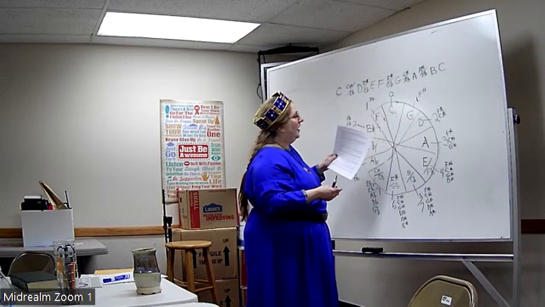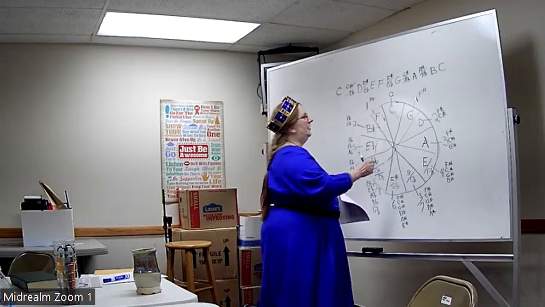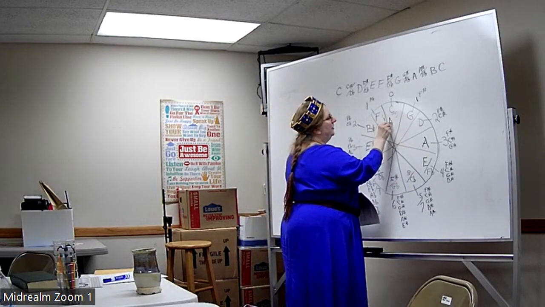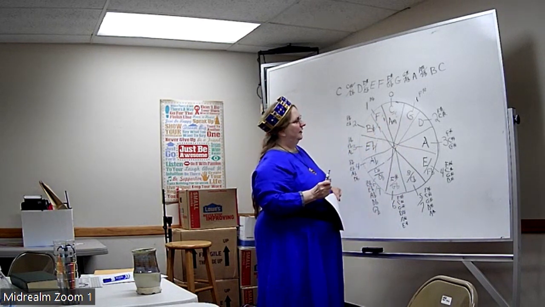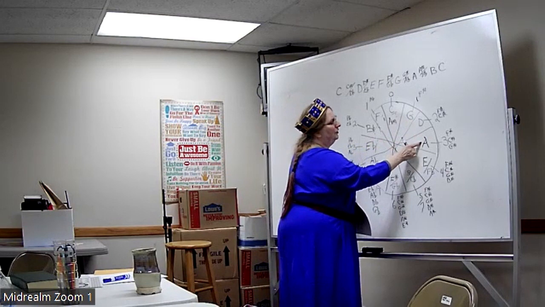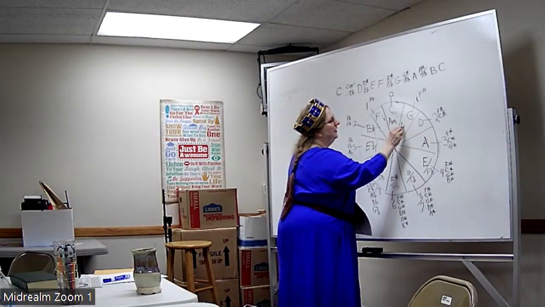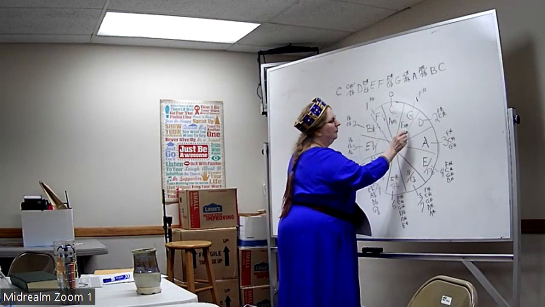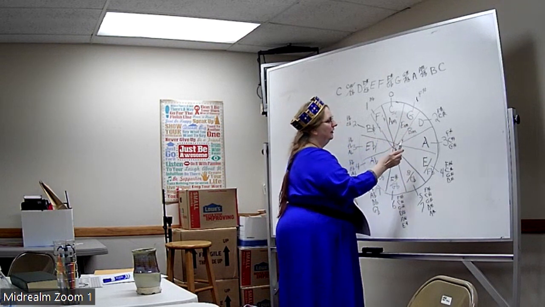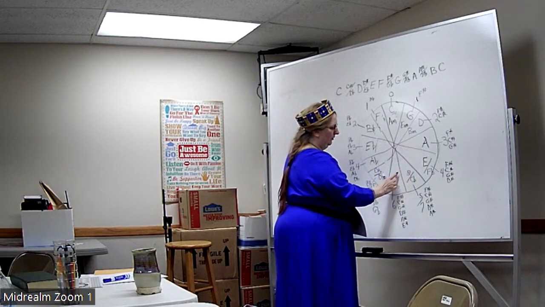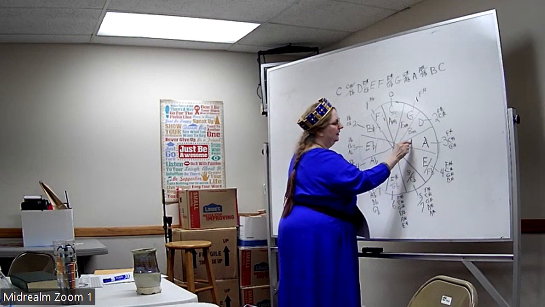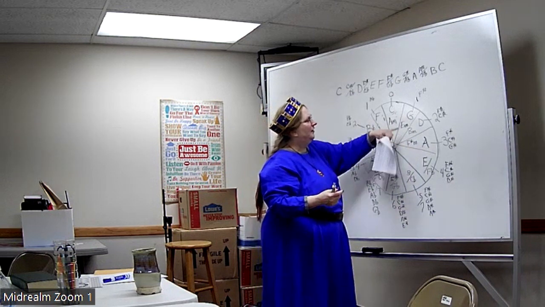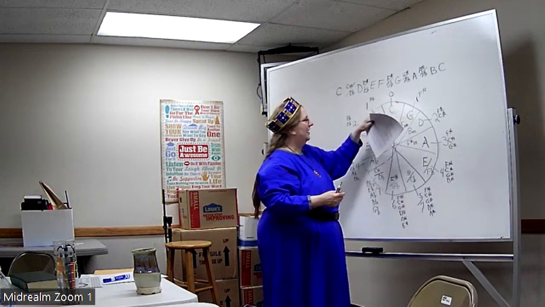You can find the relative minor by just counting 3. So you go 1, 2, 3. So the relative minor to C is A minor. G, 1, 2, 3 is E minor. B, 1, 2, 3, B minor. A, 1, 2, 3, F sharp minor. And you may notice, it makes sense that this is following the same progression as the outer wheel.